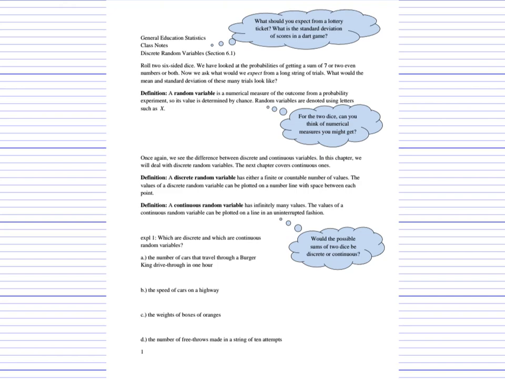This is Math 145, Section 6.1 Notes. And this is a pretty neat section. What we're doing here is applying the ideas of mean and standard deviation, those statistical measures, to the outcomes of probability experiments, like rolling two dice and seeing what the sum is, right? So we're going to talk about random variables.